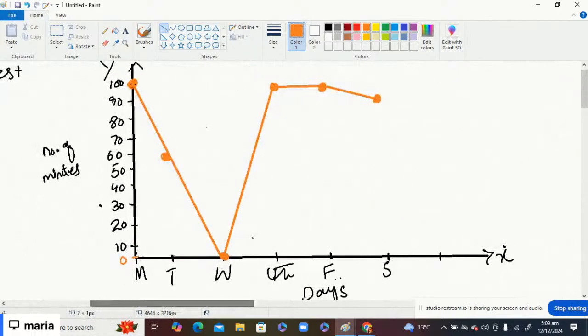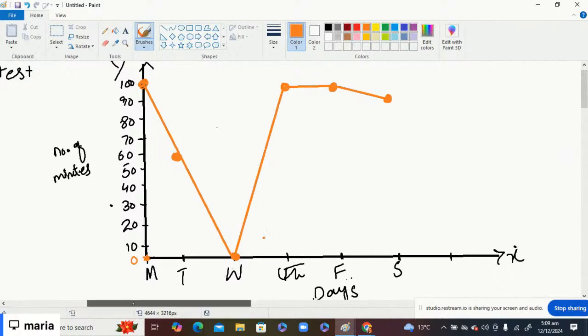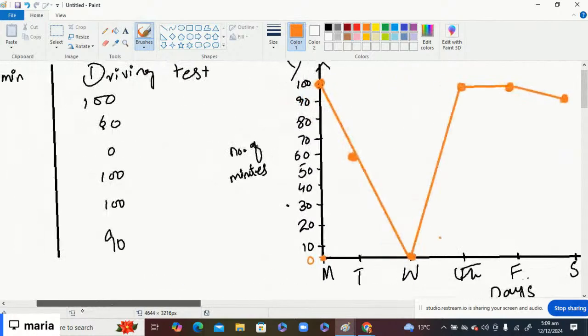Just measuring the points, on the x-axis you are drawing the number of days. On the y-axis, you are going to draw the number of minutes. Then just mention how much on Monday, Tuesday, Wednesday, Thursday, marking the points and then drawing this line. When you are using graph paper, the values are more accurate.